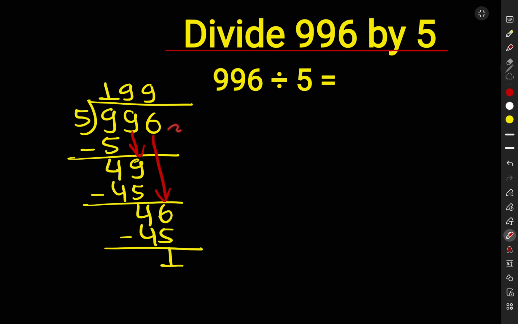So now we have no other number to put down. So we take a decimal here so that we put 0. So it is 10 and 5 times 2 is 10. On subtracting we get 0. So 996 divided by 5 is 199.2.